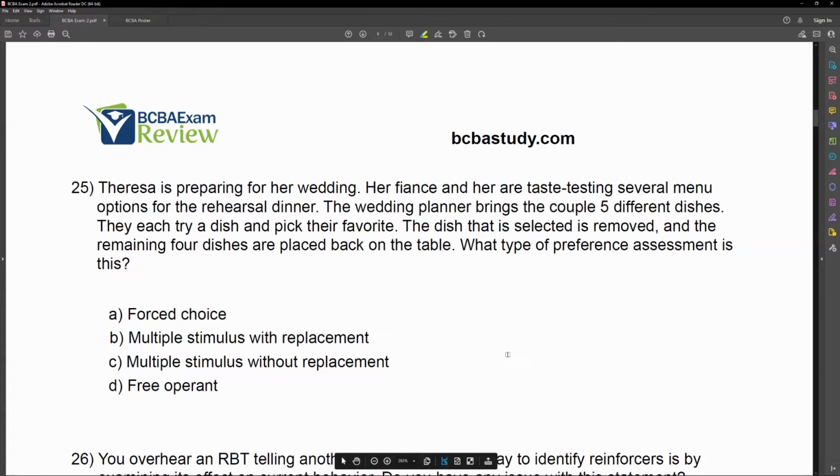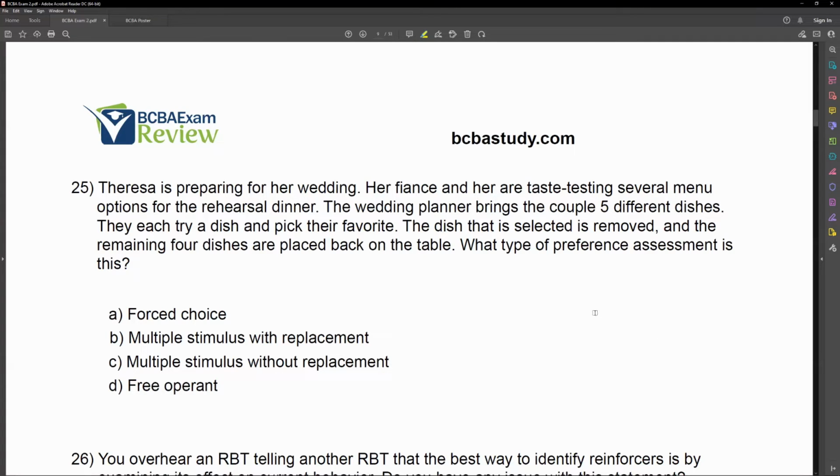So the main question we're asking ourselves for preference assessment is how many stimuli are we assessing? If I'm assessing a single stimulus, that's going to be a single choice assessment, okay? What if I'm evaluating 2 stimuli? That's going to be a forced choice or a paired choice. 3 or more, we now deal with the multiple stimulus, okay? So one stimulus is a single stimulus assessment. Two stimuli is forced choice or paired choice. And then three or more is multiple stimulus with replacement or multiple stimulus without replacement. Very easy rule of thumb to use.